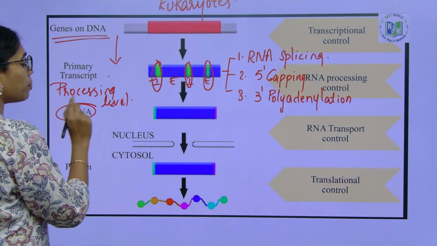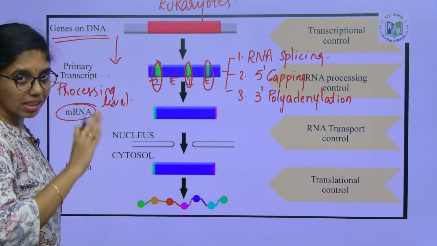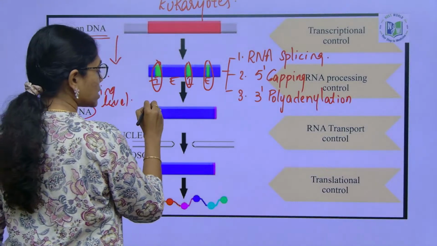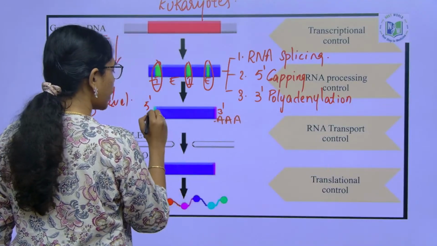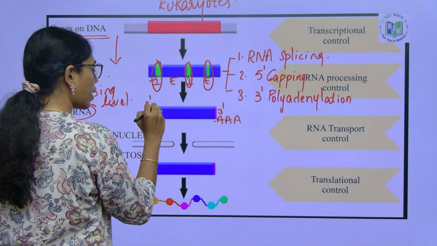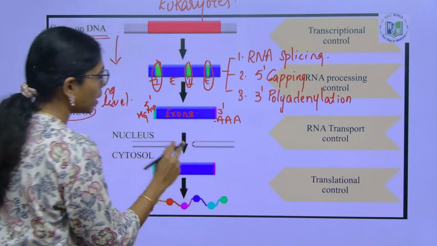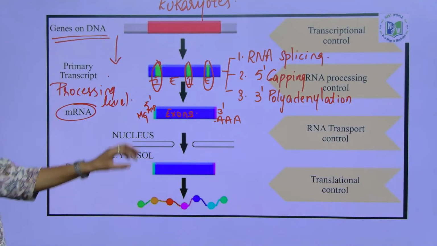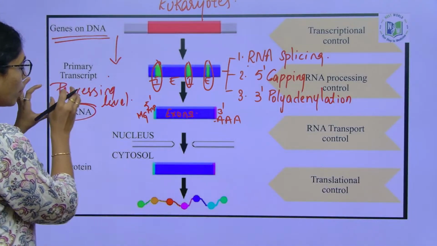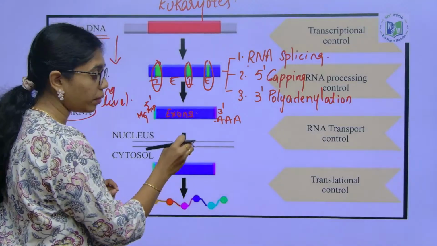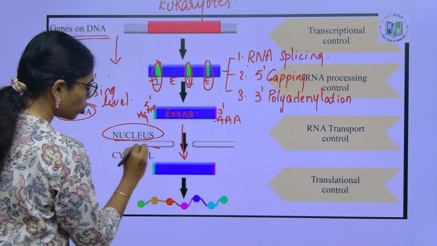And third, when the mature mRNA is formed, which is ready for its activity, that mRNA has a 5' cap and a 3' polyadenylation tail. This 5' cap is made up of methyl guanosine triphosphate, and the rest is completely made up of exons. Introns are completely spliced out by the RNA splicing process. Even when this mature mRNA is formed, it is ready for its activity and will be transported from the nucleus to the cytosol.